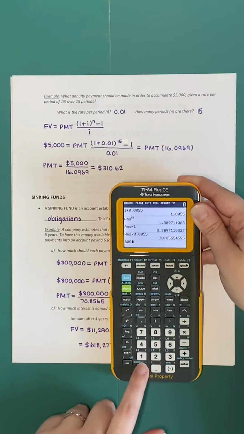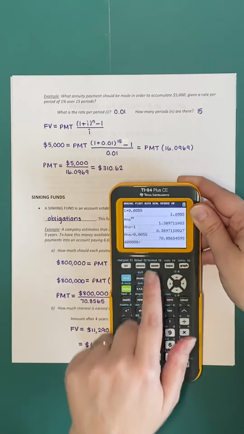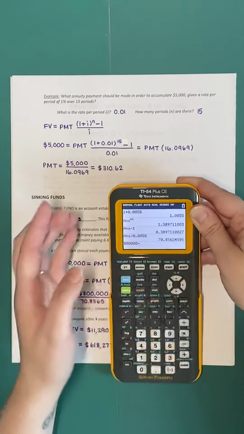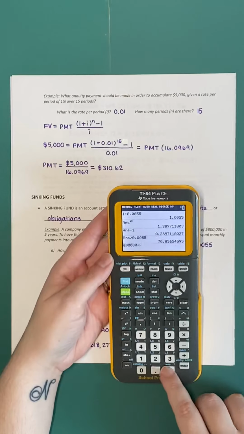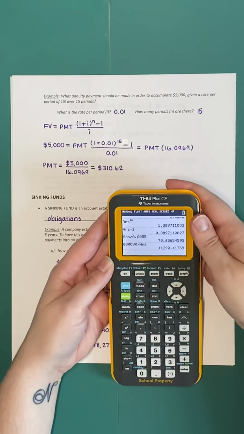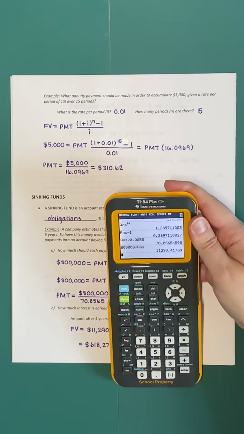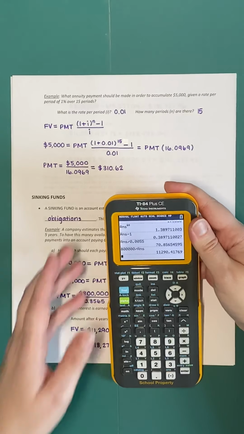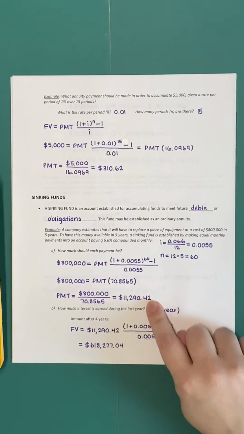So $800,000 divided by this particular value, which I can get from the second answer function. Okay, and there we go. That's going to be the amount we need to pay. So $11,290.42.